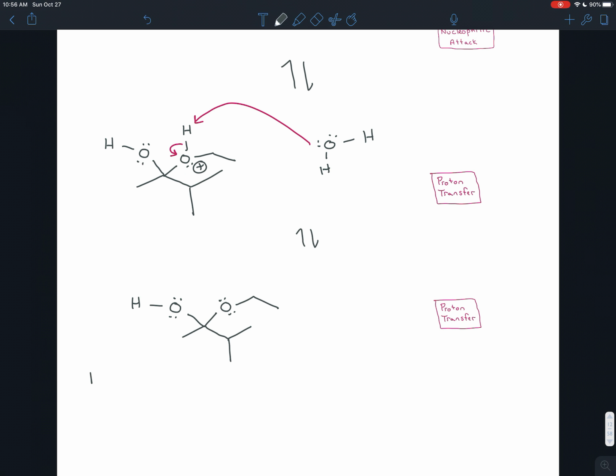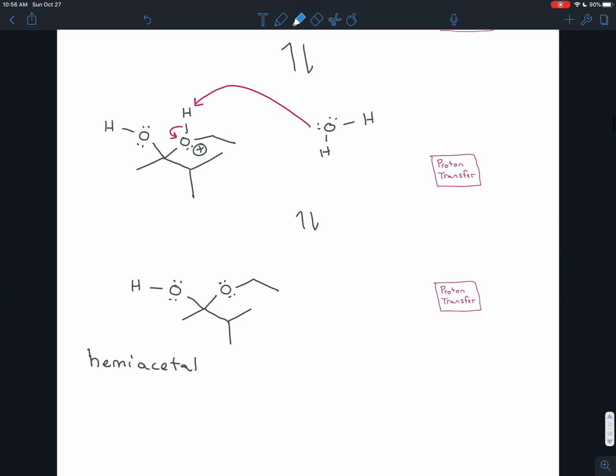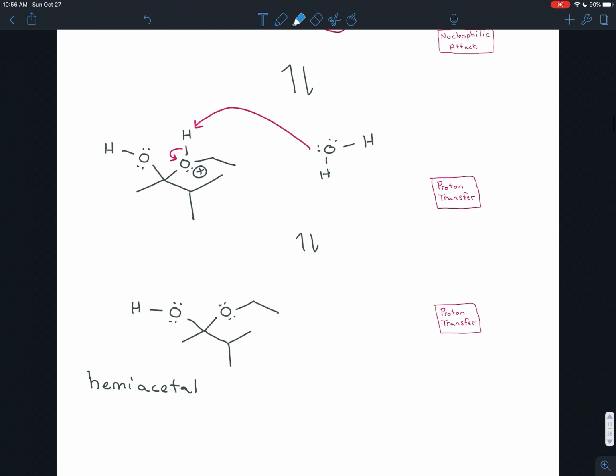So this is a hemiacetal because we have a carbon that's bonded to an ether on one side and an alcohol on the other. So it's an ether and an alcohol on the same carbon. That's a hemiacetal. All right, we're halfway there.